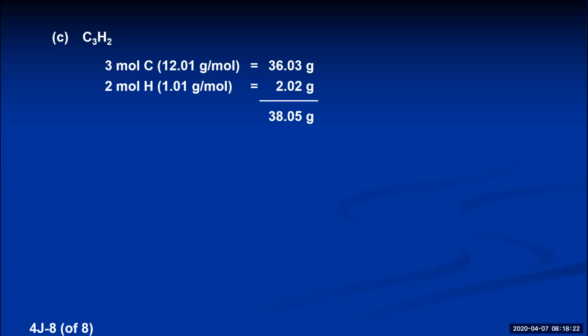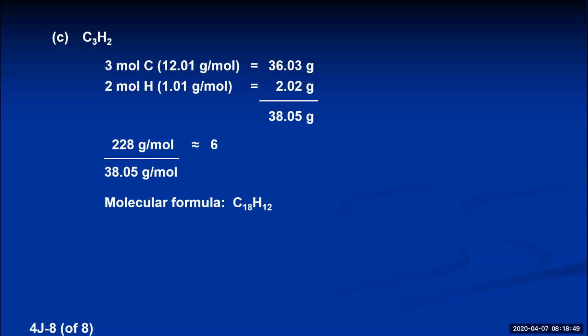The molar mass of the compound we just determined was 228 grams per mole. So if I take the 228 grams per mole and divide it by the empirical formula's molar mass of 38.05 grams per mole, I'm going to be close to an integer when I make this division. This comes out about 6. That means the real molecule must be 6 times bigger than the empirical formula. So you multiply C3H2 by 6, and we get the molecular formula of C18H12.